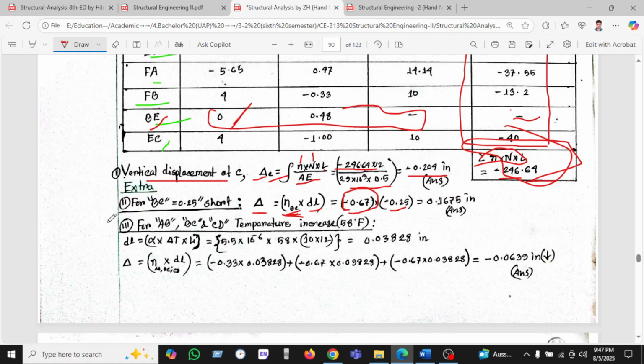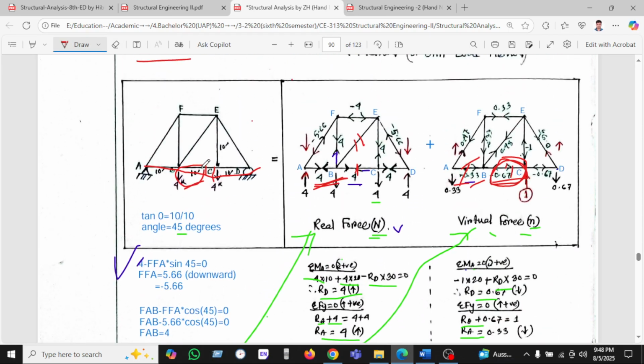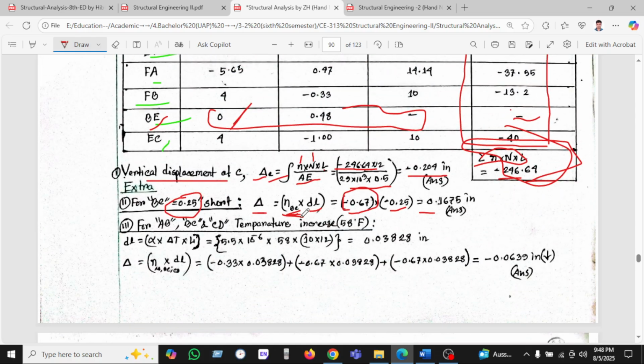What is delta L? Delta L is given in the question as 0.25. That is why we found minus 0.167, so the deflection will be upward. If the member is short, then the dotted line, if I draw it, will act like this.